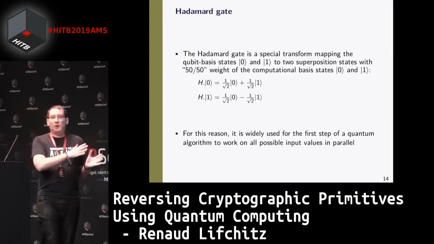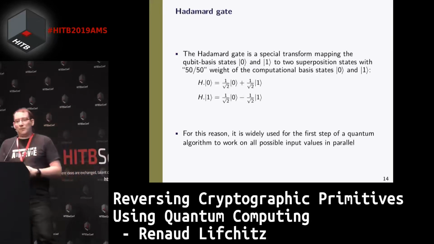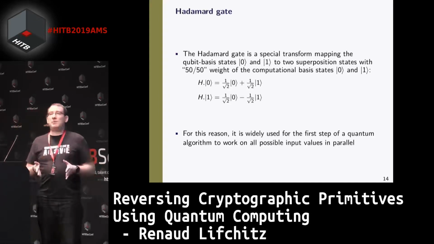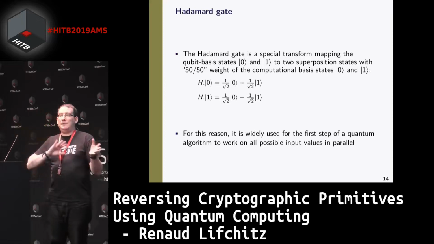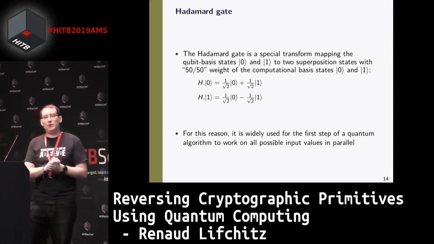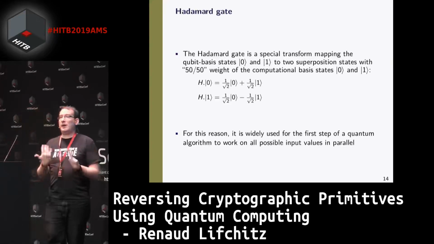So it transforms a fixed qubit like 0 or 1 into a superposition of 0 and 1 with exactly the same probability. So you get half of the time 0, half of the time 1. And you can use it to initialize your inputs to do parallel computation on a set of qubits.